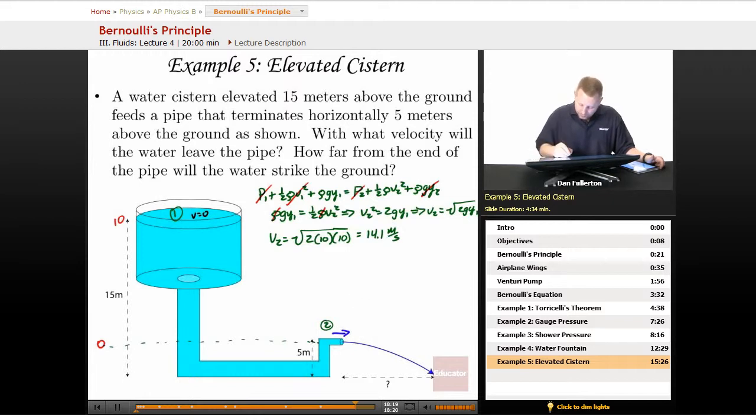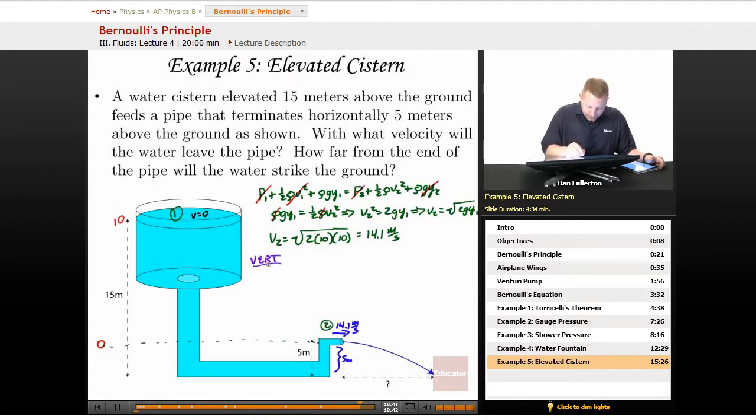So our water is going to be leaving the pipe down here with a horizontal velocity of 14.1 meters per second. Now we've got ourselves a projectile problem where we've got a height of 5 meters and we need to find the horizontal distance the water travels. All right, well, let's first figure out how long that water is going to be in the air.